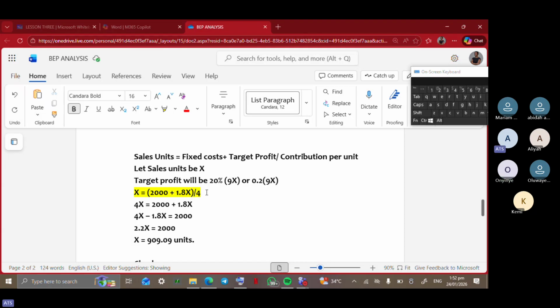Yes, ma'am. All we did was use this formula to derive this equation here. Normal mathematics, cross multiply. Or do you want me to teach you mathematics? No, no, no. So this formula is what we used when we found X, which is what they originally asked us in the question, the sales units. Finding X is finding our sales units, and that's our answer.